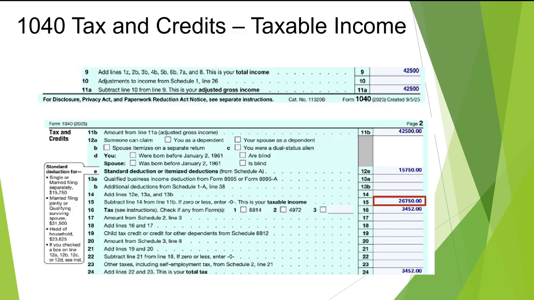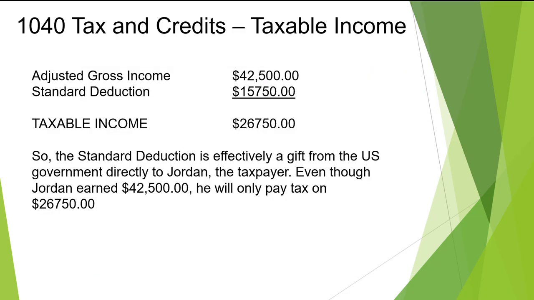So Jordan's taxable income is $26,750. Just to reiterate, Jordan's taxable income is his adjusted gross income, $42,500, minus the standard deduction for someone with a filing status of single, which is $15,750. His taxable income is $26,750. So the standard deduction is effectively a gift from the U.S. government directly to Jordan, the taxpayer.